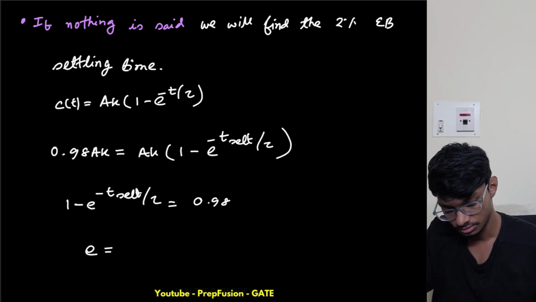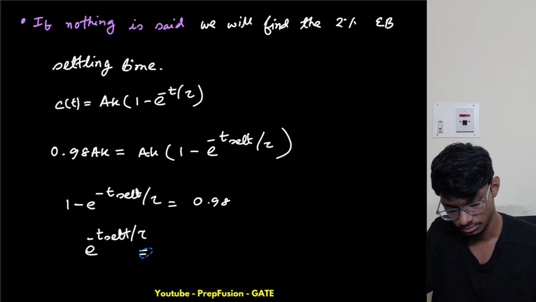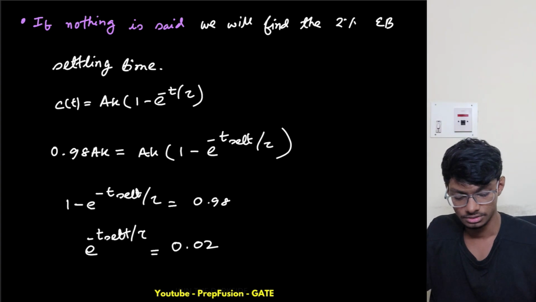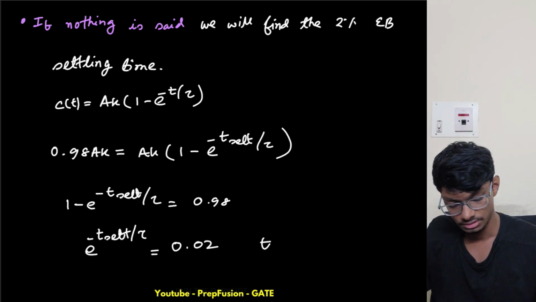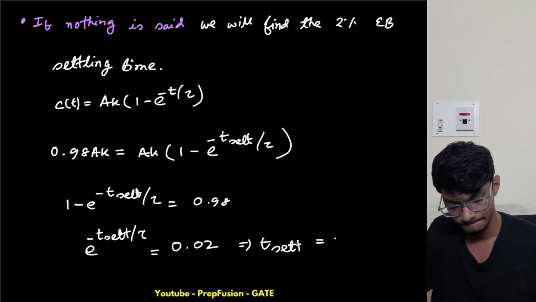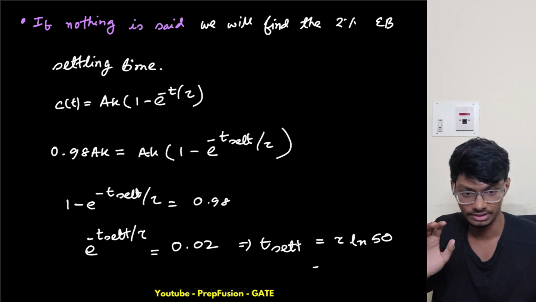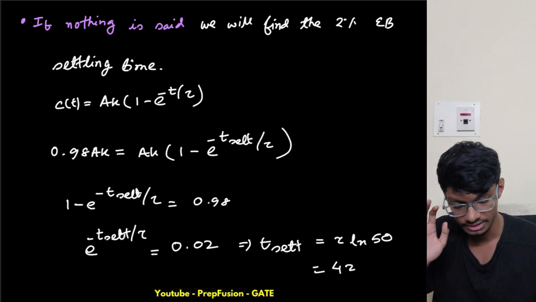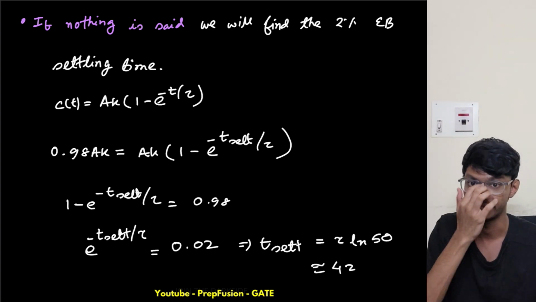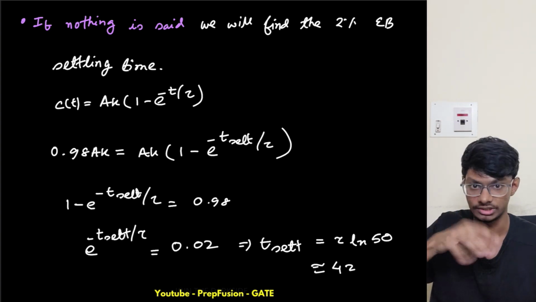So e raised to power minus t settling by tau equals 0.02. So basically what I can see is t settling equals tau ln 50. Okay, so this is my t settling. So this will be approximately equal to 4 tau. That's why we study in transient that my output reaches 98% of its steady state value at 4 tau time. So that's why I tell all this, right?